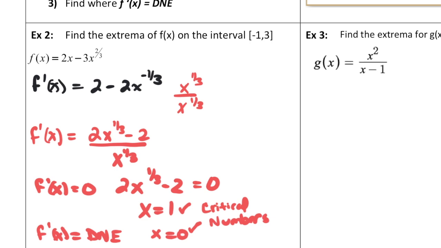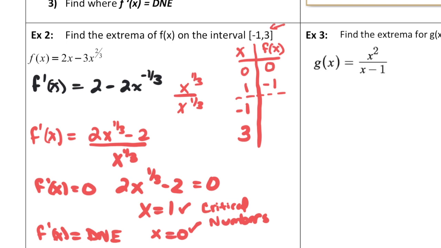Next, we want to find our extrema. In order to do that, we're going to make a table of values. The absolute extrema are the largest and smallest y values on your closed interval. And in this problem, we're going to substitute the critical numbers 0 and 1, which are both on our given interval, as well as the endpoints, -1 and 3. We're substituting into f of x because we're looking for the largest and smallest values of f of x. And for 3, we have 6 minus 3 times the cube root of 3.